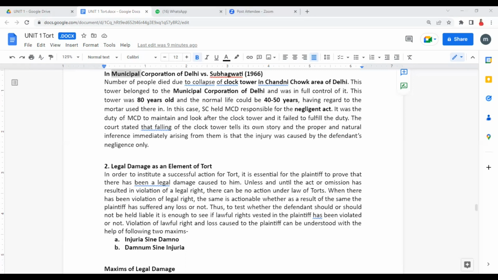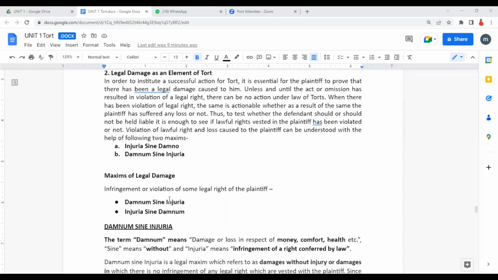Okay, now the second essential is very much important, which is legal damage. Now, what is legal damage? It is a very important concept and a little difficult also. Okay, so we need to see this carefully. So when we talk about damage, what is damage? Damage is nothing but injury or harm that is caused to a person, right?